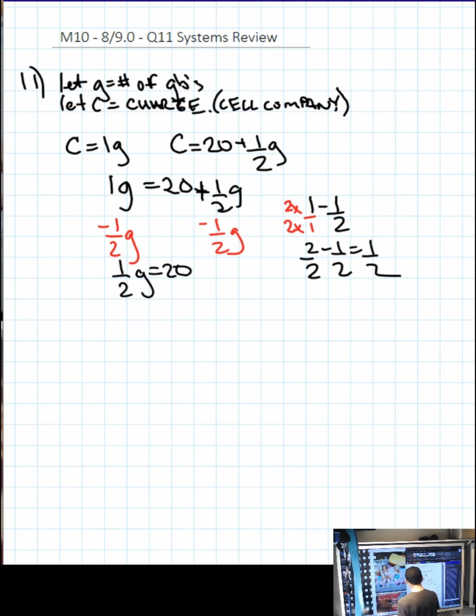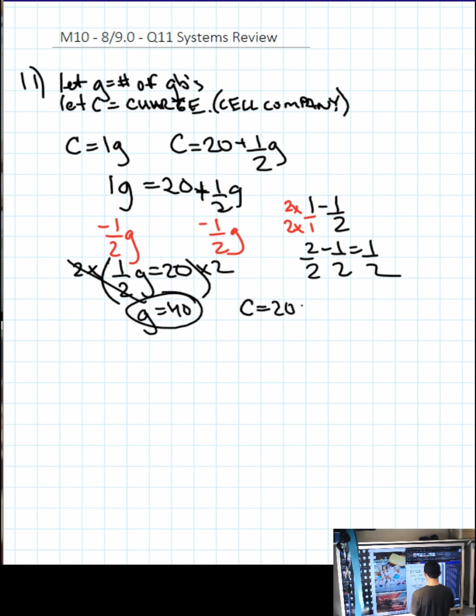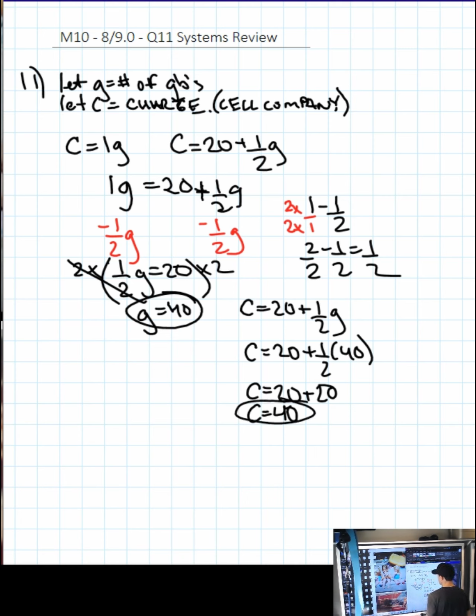Now notice we have to times both sides by 2 anyways. 2 times 20. So on the left-hand side, the 2's cancel. We'll get G equals 40. Now I could take the easier equation, C equals 1G, but I'm going to take the harder equation, C equals 20 plus 1 over 2G. I'm going to take 40, substitute in for G. C equals 20 plus 1/2 times 40. 1/2 times 40 is 20. Therefore, C equals 40. Notice that's some sort of a coincidence. So let's graph that.